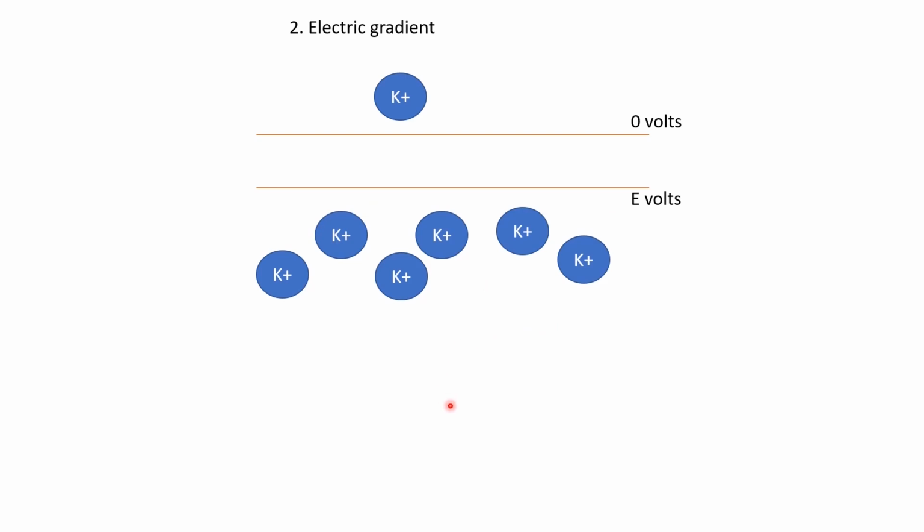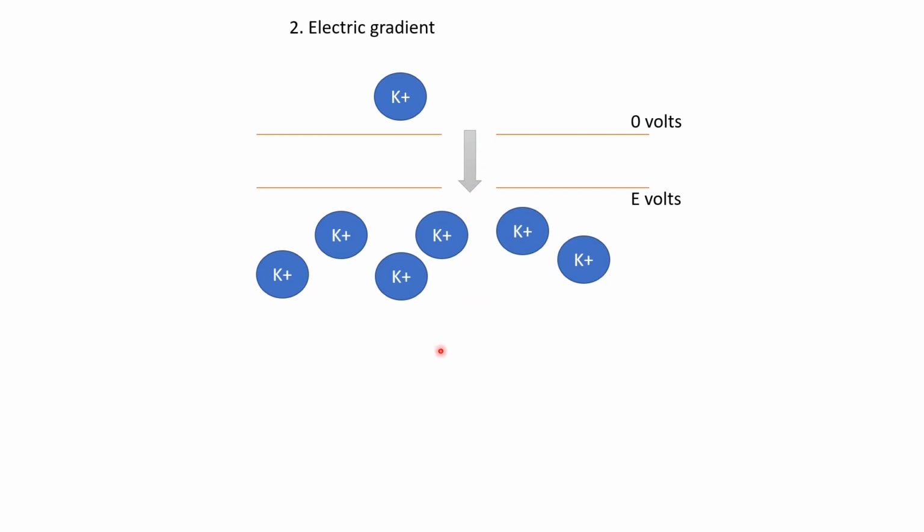So although the concentration gradient was driving the potassiums from inside to outside, the electrical gradient will try to bring the potassium ions inside. If we open an ion channel that allows potassium ions to flow, then according to the electrical gradient, the potassium ions would like to move in, and this movement towards inside would be energetically favorable.